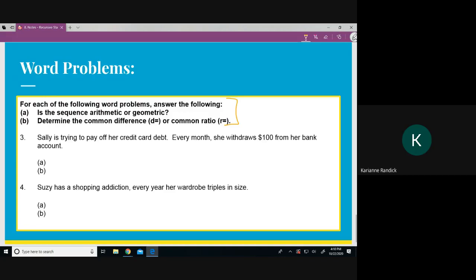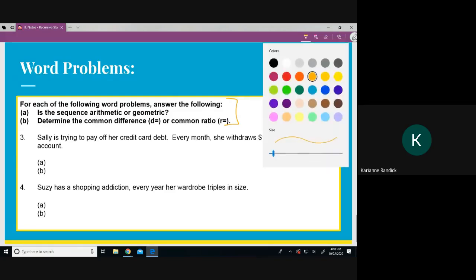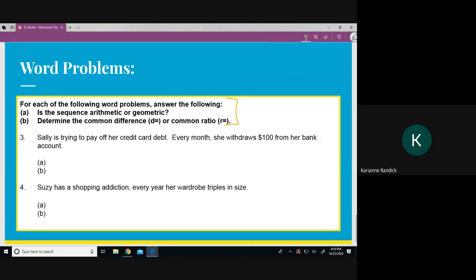So number 3, it says Sally is trying to pay off her credit card debt. Every month she withdraws $100 from her bank account. So she's trying to pay off her debt. Withdrawal means take away, so withdrawal is actually subtraction. It's getting smaller, so you could think smaller means subtraction or division. But it just says she withdraws $100 from her account every month. Are there any fraction words, like fourth, half, third? No. She just takes out $100 every month.